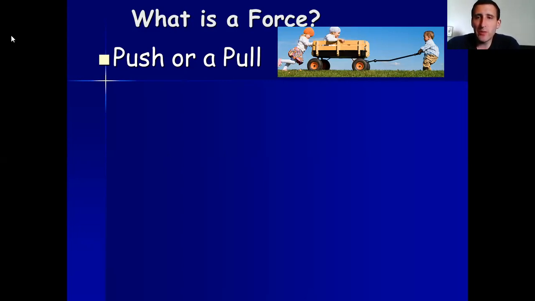So as we can see in this picture, we got one kid pulling the wagon, another kid pushing the wagon. When you push or pull something, you are applying a force. You are putting forth effort to try to cause that object to move, or to try to cause it to stop moving, or to hold it up, or whatever the case may be. But it all comes down to a push or a pull. As we'll learn in a later chapter, sometimes this is described as tension when something is being pulled, or compression when something is being squeezed. But for now, a push or a pull is a good enough definition for us.